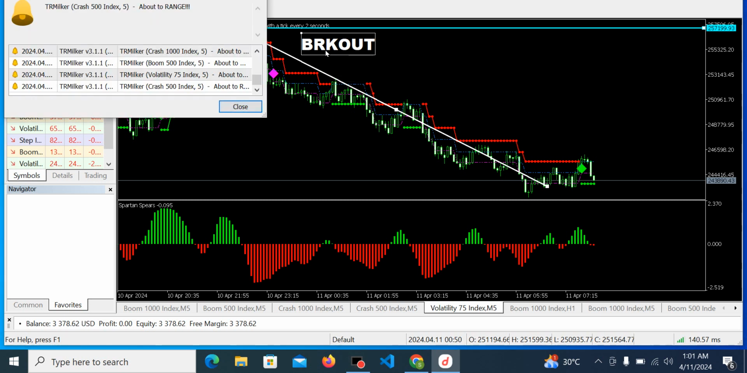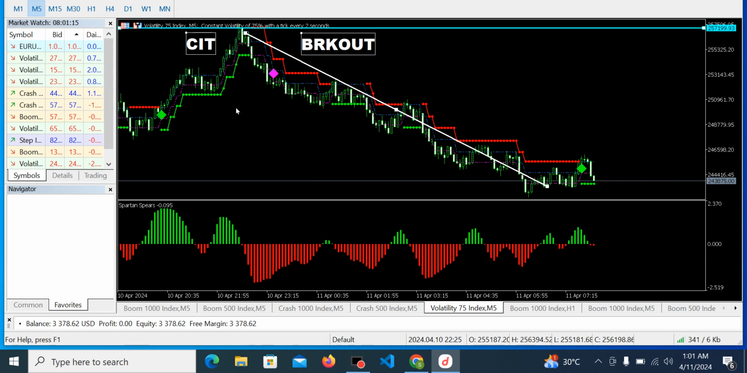Any of these two will determine what we should do with the market. Okay, please listen to this illustration so that you will be able to apply the same thing on your own. Any of this should happen, okay? But the first thing you should have at the back of your mind is the CIT. But if the CIT did not happen, then definitely the breakout will happen, okay?